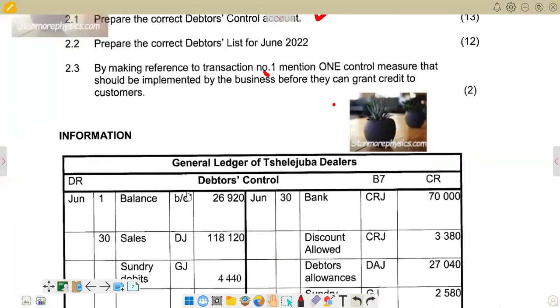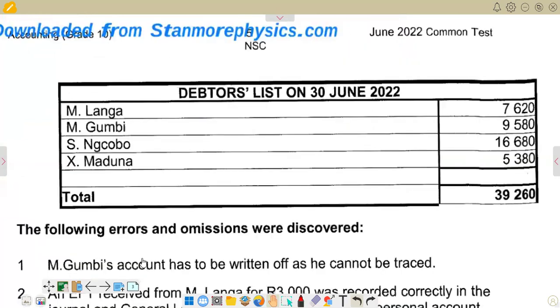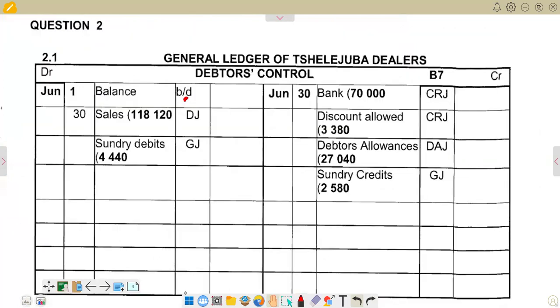So if you go down on the information part, you remember we are given a general ledger of Cheletuba dealers, the debtors control. So you see that the balance BD that you're going to start with is this one, which is 26,920. This is balance BD that we have. So we are just going to enter that as it is, which is 26,920. So we can go back to our answer section.